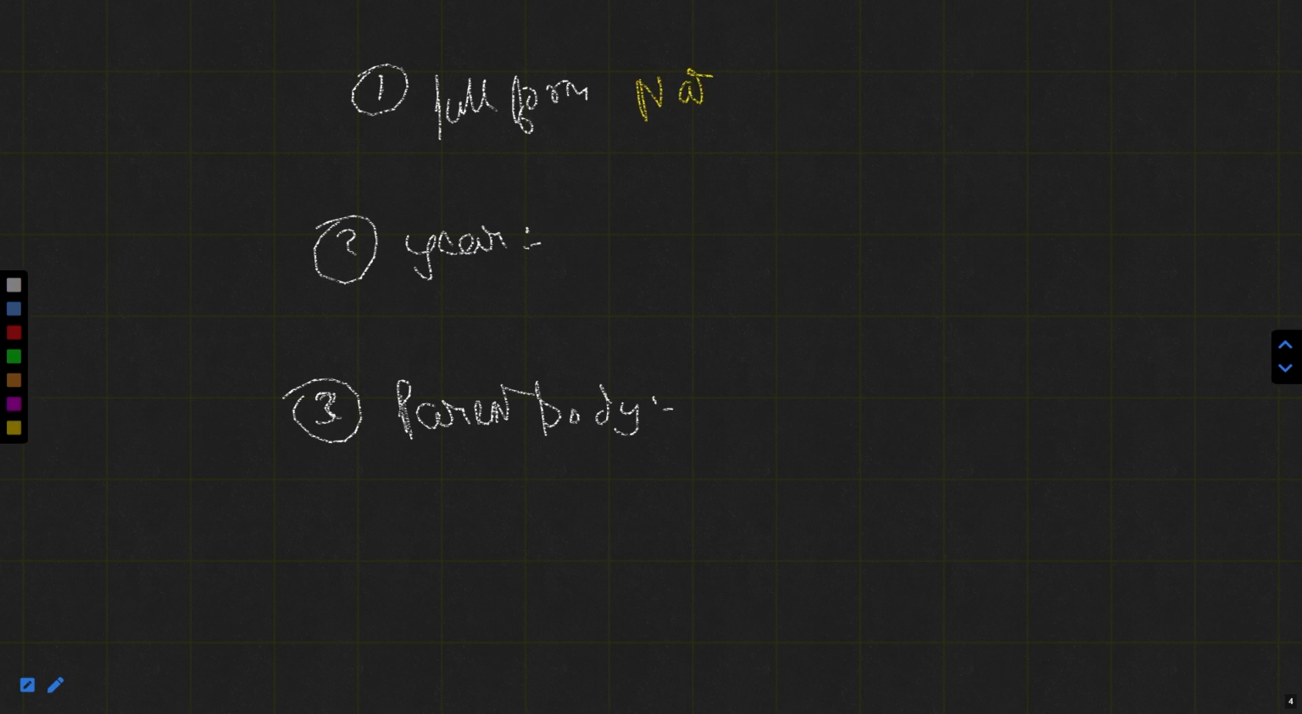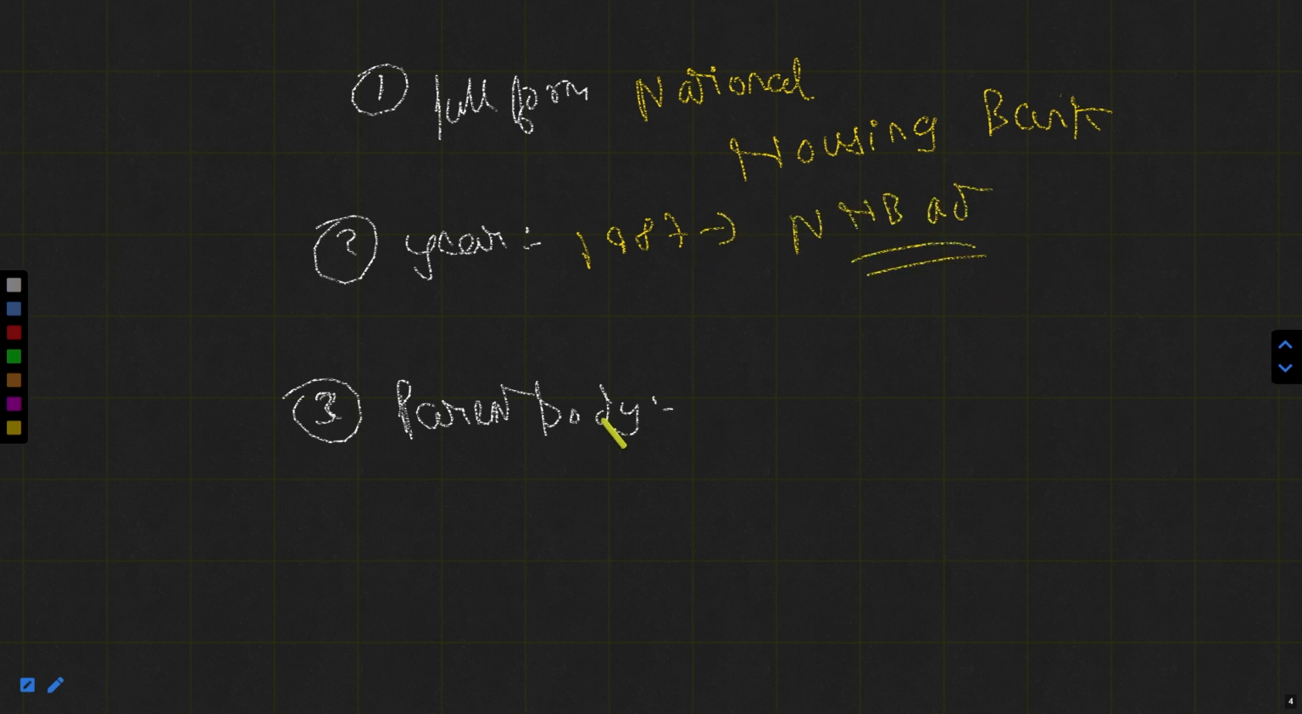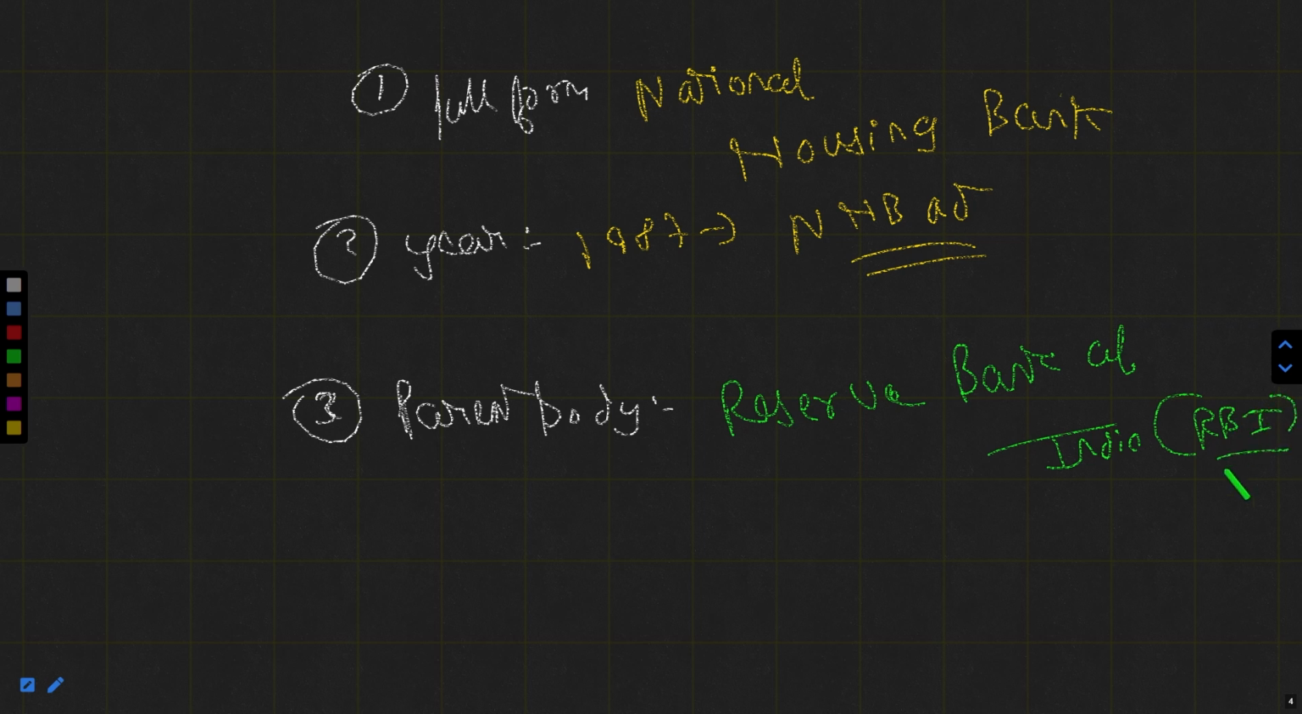Full form is National Housing Bank, NHB. Year is 1987 through the NHB Act. And the parent body is the Reserve Bank of India, RBI. The full form is National Housing Bank, year is 1987, parent body is Reserve Bank of India.